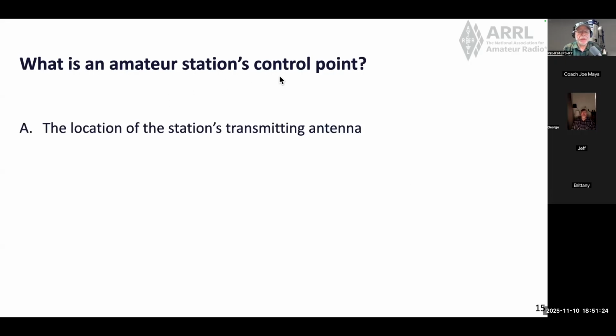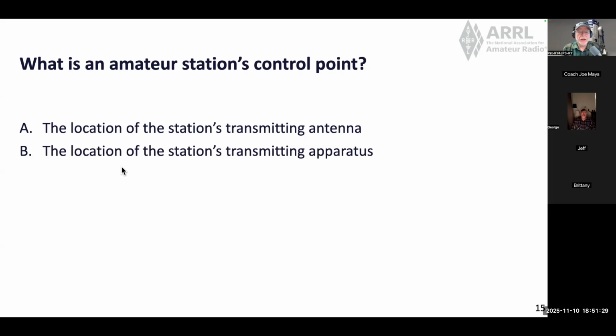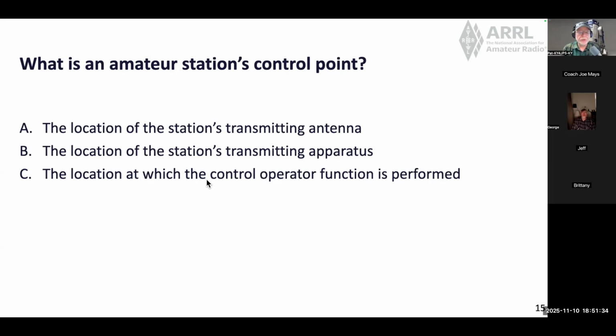What is the amateur station's control point? A, the location of the station's transmitting antenna. B, the location of the station's transmitting apparatus. C, the location at which the control operator function is performed. D, the mailing address of the station licensee. What was the answer, George? A. A? Yes, sir. Nope, not A. It's the location of the station's transmitting apparatus. Nope.